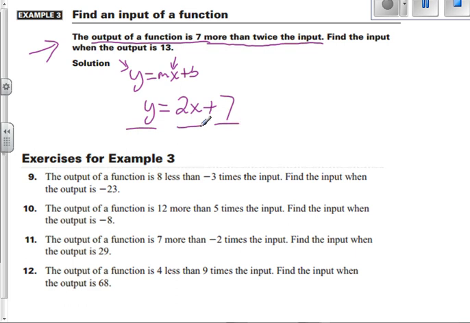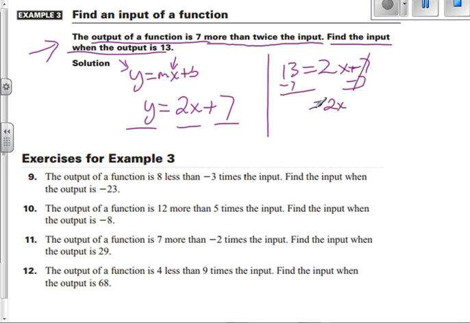So now, if we say find the input when the output is 13, so I know it's 13, it's equal to 2x plus 7. Subtract 7 from both sides, the right-hand side cancels, you're left with 2x. 13 take away 7 would give me 6. Divide both sides by 2, the 2's on the right cancel, x is equal to 3.